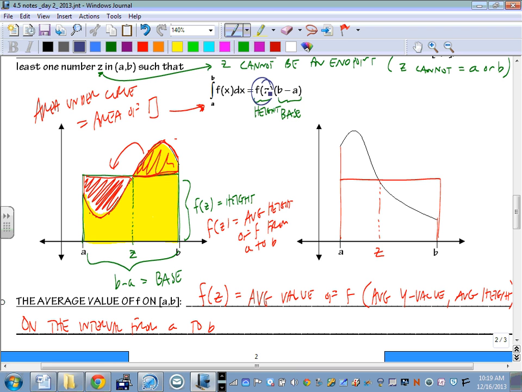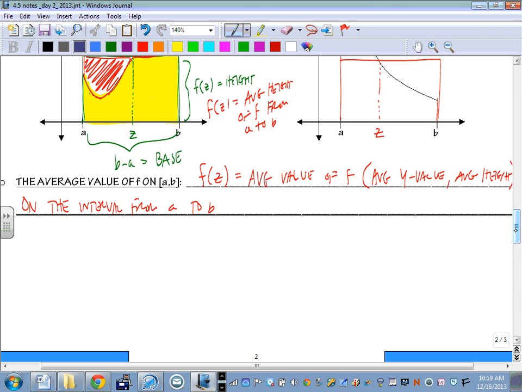So if we want this formula to be just the f of z, all we have to do is divide both sides by b minus a. So our average value of f, I usually abbreviate it like this, instead of the f of z, average value of f is equal to 1 over b minus a times the definite integral from a to b of f of x dx. So the average y value of this function between a and b is going to be equal to this whole thing. So this is a formula you need to remember.